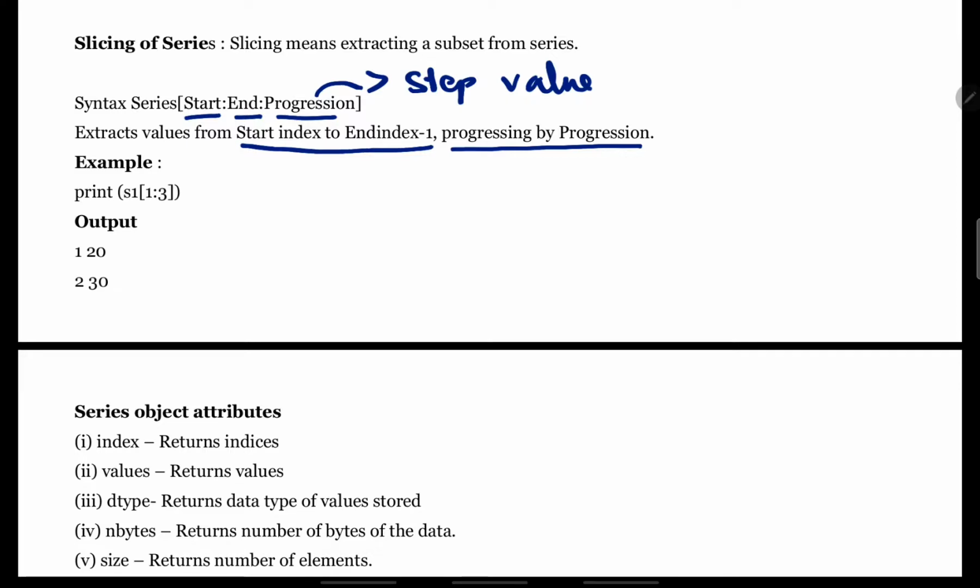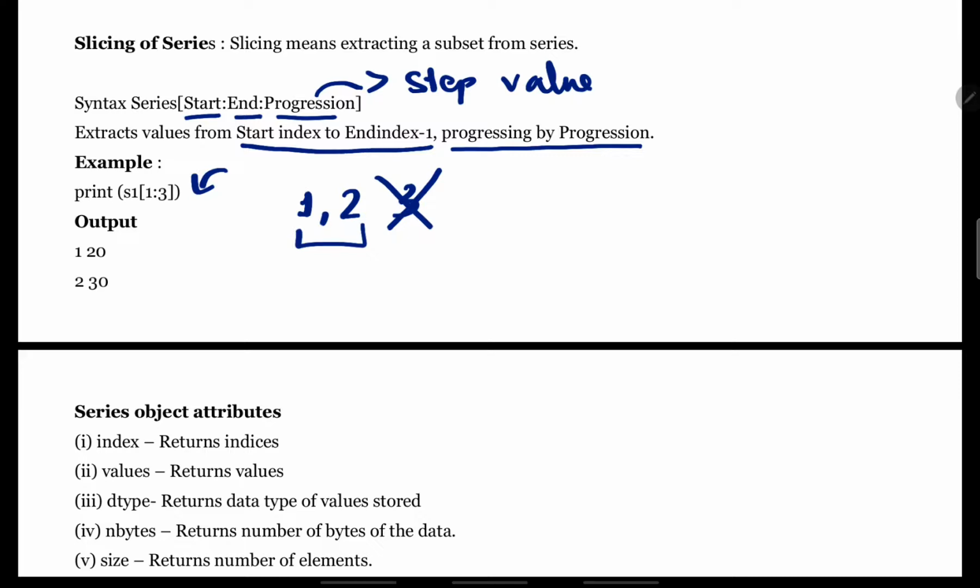So basically, suppose you give the statement as print the series S1, and you have given the index as 1:3. Now it will start printing from 1, it will print the first index, it will print the second index, but it won't print the third index because it will exclude the last index, whatever you have given in that syntax. So excluding the last index, whatever the leftover index from the first one, that will be printed.